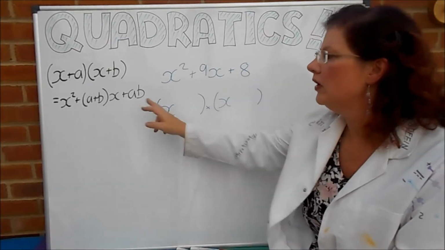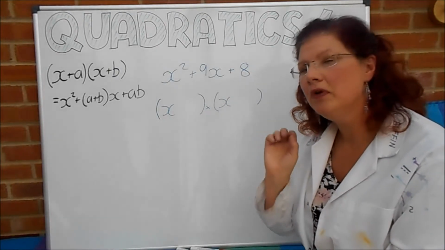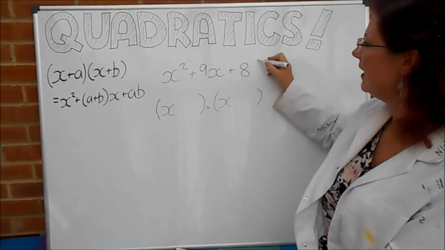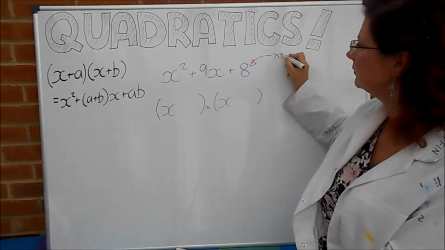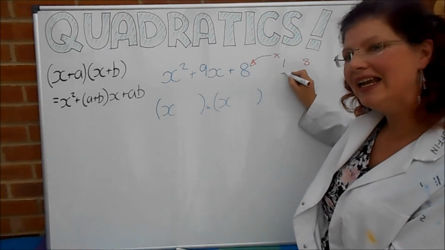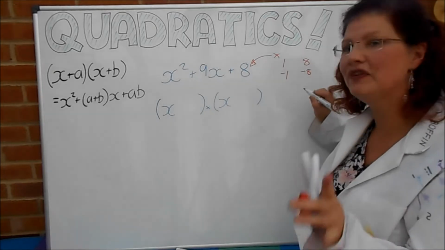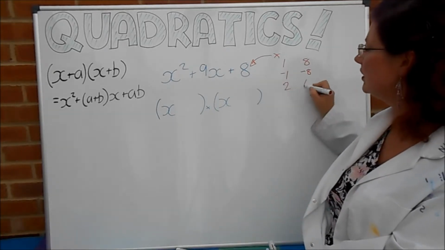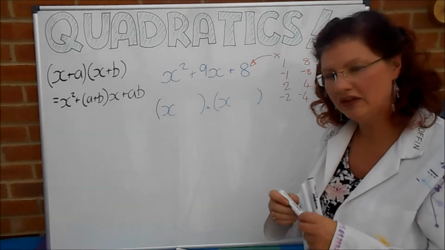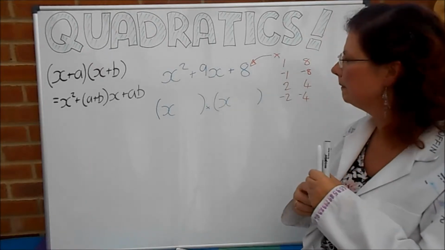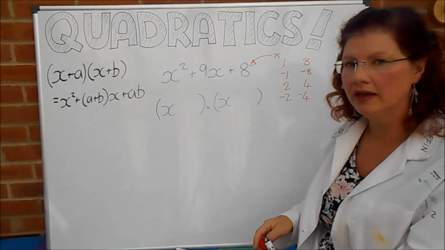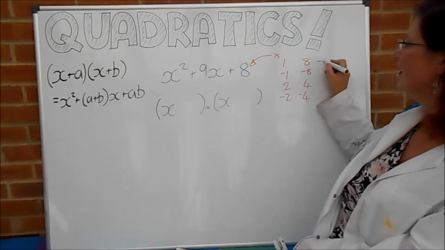But we also know that the two numbers multiply to make 8. And there are not that many things that multiply to make 8. It could be a 1 times an 8, or a -1 times a -8. Don't forget the negatives on there. Or it could be a 2 times a 4, or a -2 times a -4. Those are the only things that multiply to make 8. Okay? So, we need things that multiply to make 8 and add to make 9. Hopefully you can spot it. It's that one there.